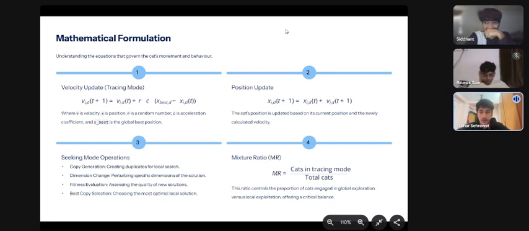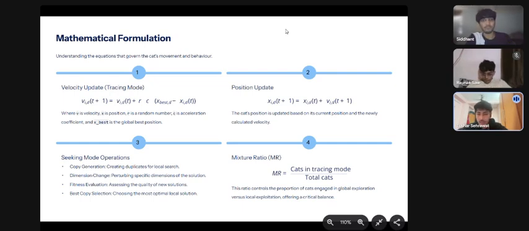After that, we have seeking mode, which is also known as local search. So here we have four points. First point suggests copy generation. It generally duplicates the current solution. After that, we have dimension adjustment. It changes a few parameters only. After that, we have fitness evaluation to check how good the copy is. After that, we have to select the best copy amongst all.